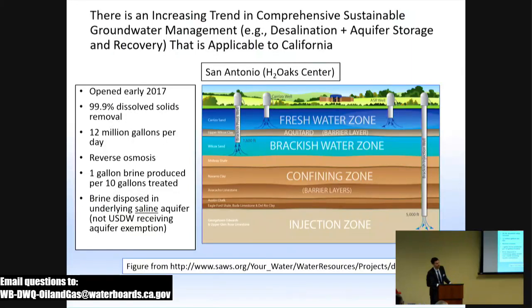I'm sorry? What's the TDS there at San Antonio? That is a great question. Bill asked, what is the TDS of the groundwater being pushed through reverse osmosis in San Antonio. And I don't know, but I imagine it's below 10,000 milligrams per liter.